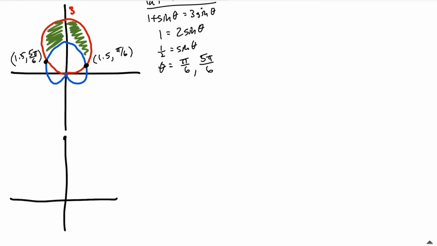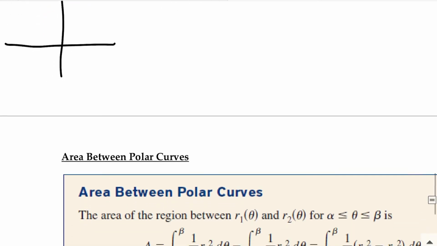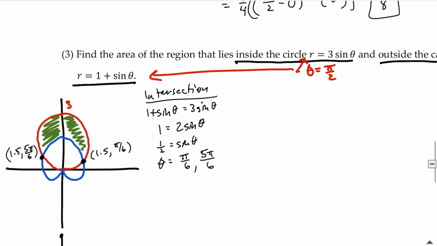So if I just look at my circle, maybe I think I want to start at pi over 6 and just go to pi over 2. So let me make a note of that point here. So 3 comma pi over 2. So that's going to be on my circle. And for my cardioid, I'm going to have the coordinates 2 comma pi over 2.